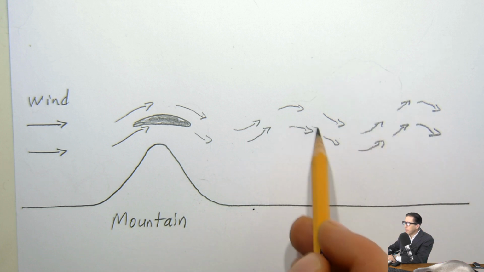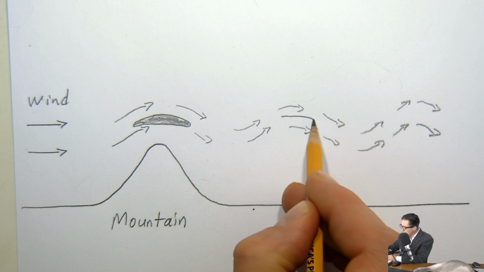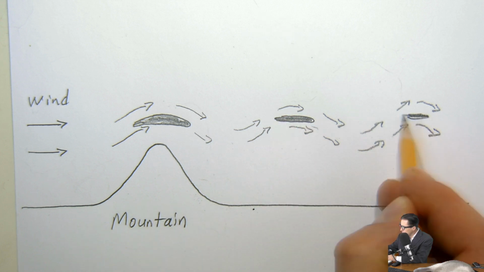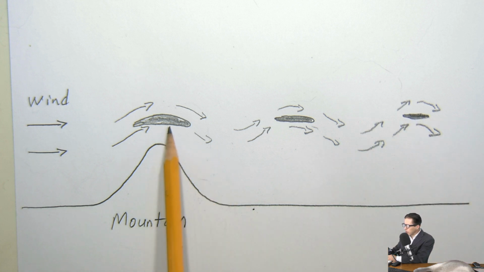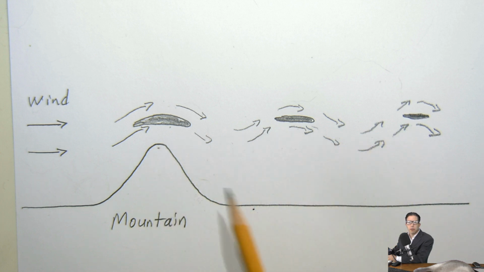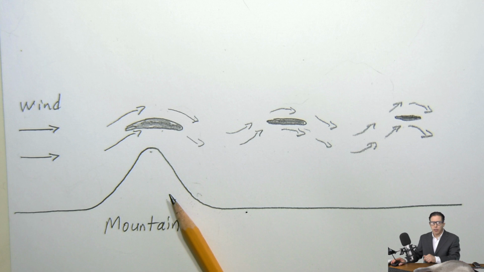And at the top of each one of these humps, it'll form another disk. So what you'll get is you'll get several of these disks, not just one over the mountain, but they can be quite a ways away from the mountain. Those are all lenticular clouds.